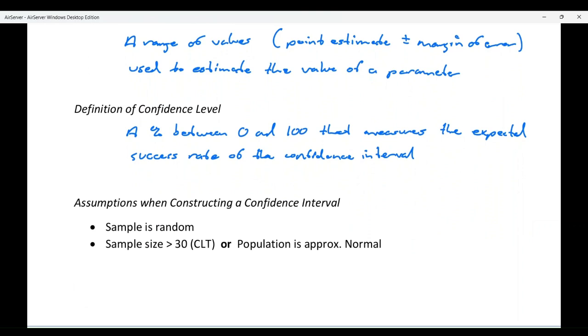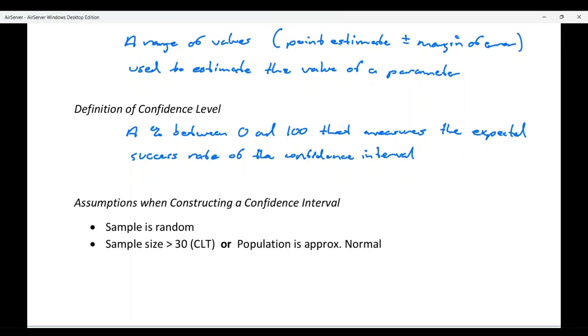First of all, we have to make sure that the sample is actually random. Now, we talked in an early lesson about how to randomly sample. There are many different ways to do that. It doesn't matter what method is used as long as the sample is truly random.